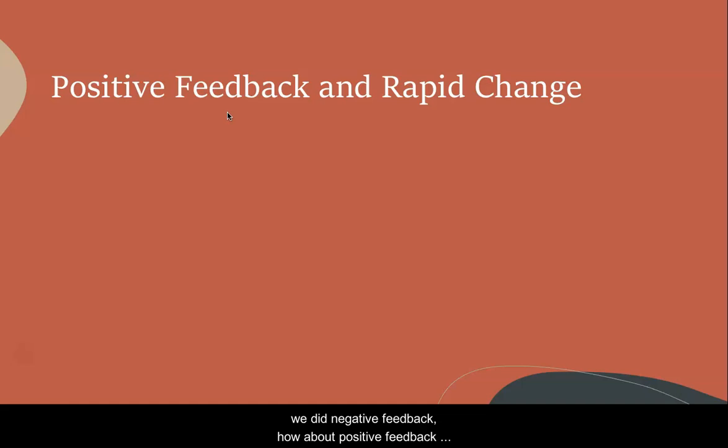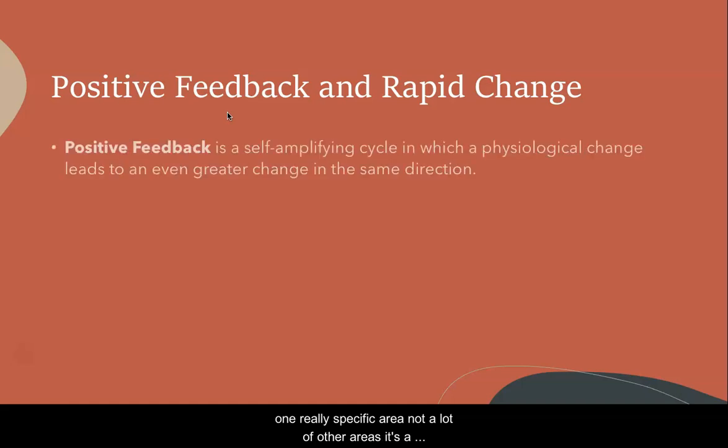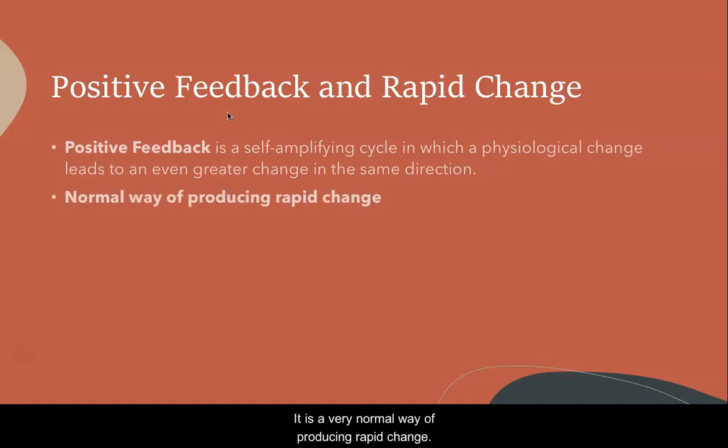Okay, so we did negative feedback. How about positive feedback and rapid change? That doesn't really happen all that often. Negative feedback is the more classic, more common example. Positive feedback happens in one really specific area. It's a self-amplifying cycle in which some physiological change leads to an even greater change in the same direction. So something changes and it moves faster and faster in one direction. It is a very normal way of producing rapid change.